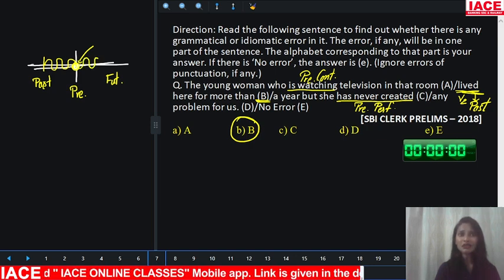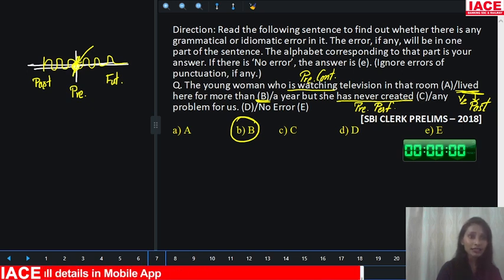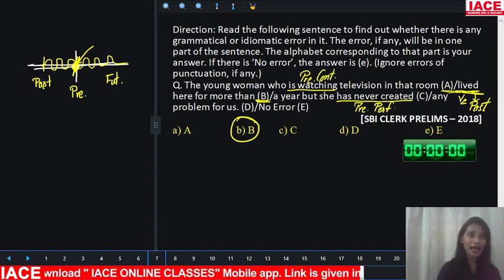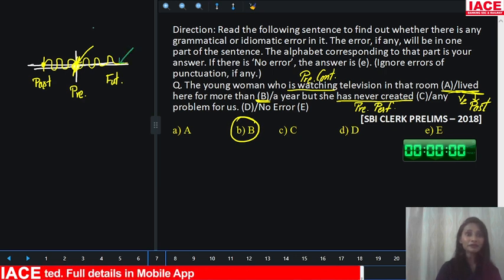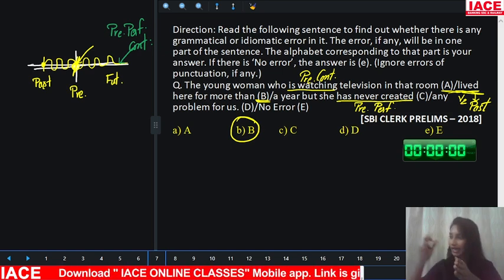And when she vacates, we don't know. Sometime in the future, right? Has never created any problem for us. That means till now, present perfect. Till now, she has never created any problem. But there, what do we require to have? Started in the past, continuing in the present, and ending somewhere in the future. That means what is the tense we require there? That should be in present perfect continuous. Do remember, action started in the past, continuing in the present, and ending somewhere in the future.